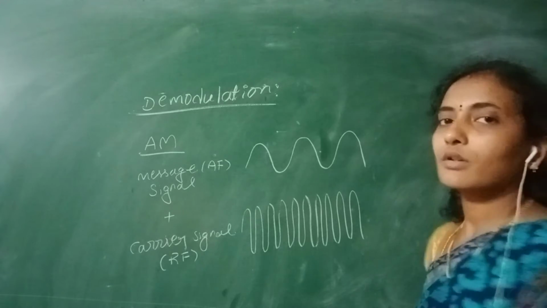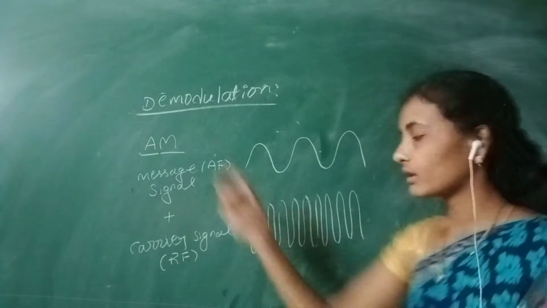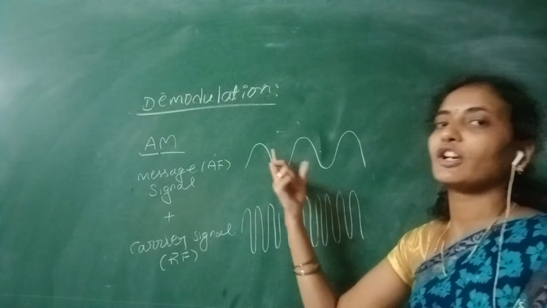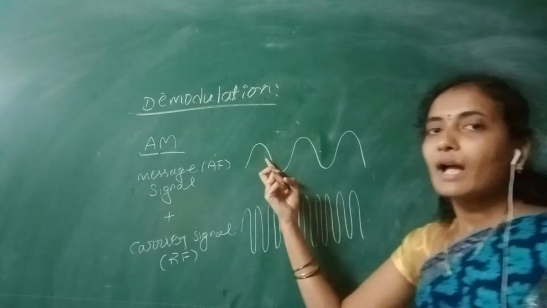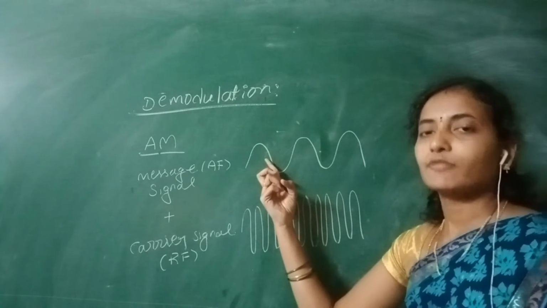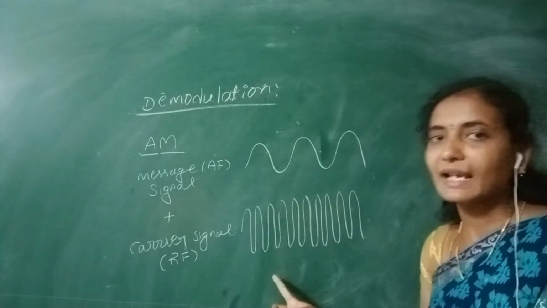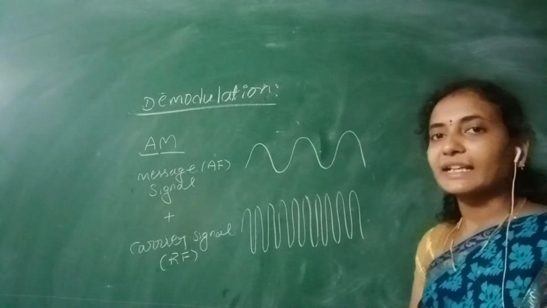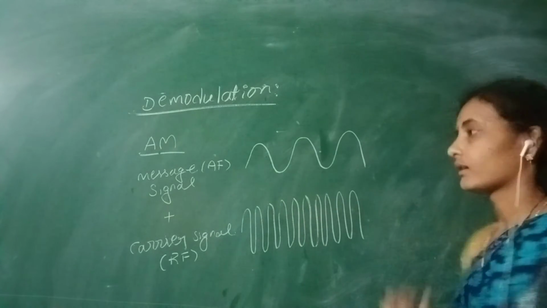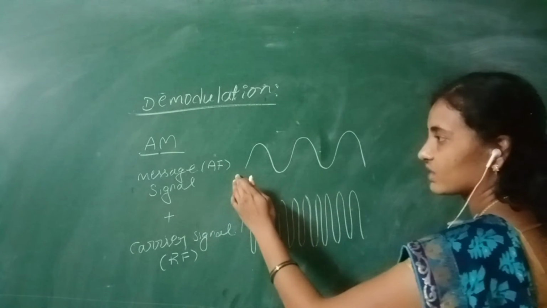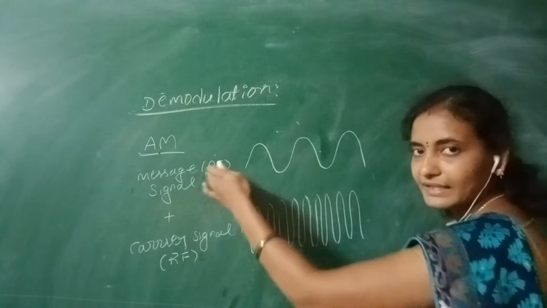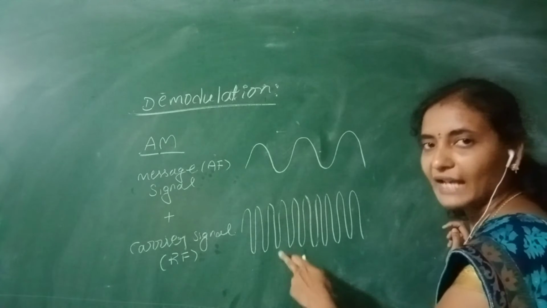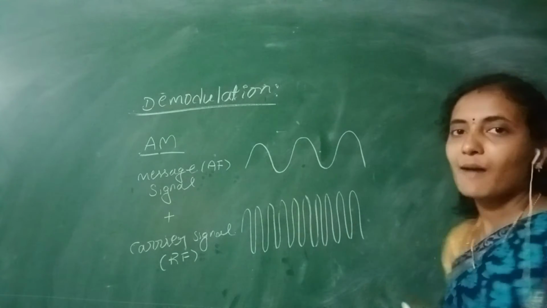According to the amplitude modulation, the amplitude of carrier signal is varying according to the message signal. So at the transmitter, we have to combine the message signal and carrier signal to perform the amplitude modulation, and it will be received at the receiver. So amplitude modulation is combining the message signal and carrier signal, and the amplitude of carrier signal varies according to the message signal.